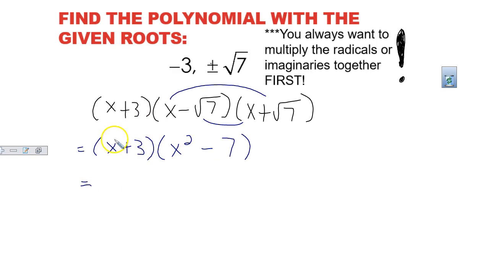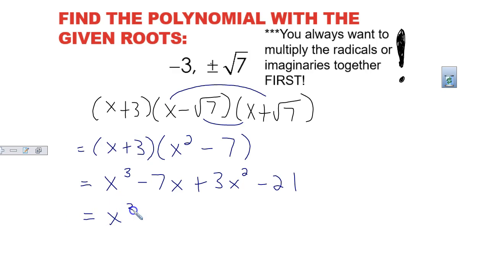minus 7 here. Now I can distribute the x plus 3 into the second parentheses by multiplying x into x squared and negative 7, multiplying the 3 into x squared and negative 7, and then making sure I put things in the correct order and combine any like terms.